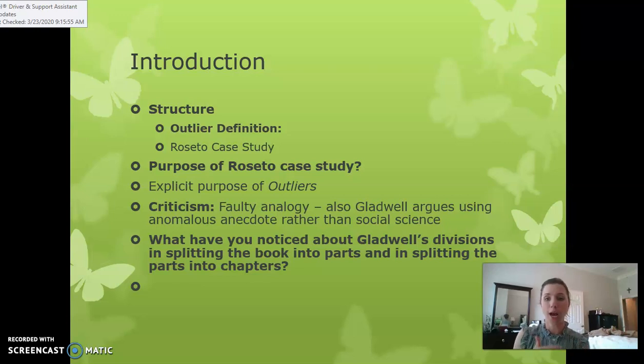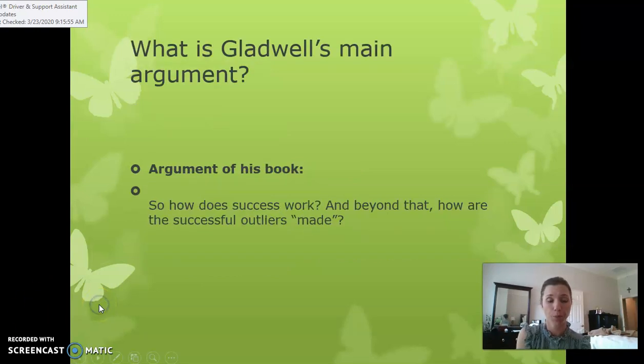But if we looked at how this is set up, first of all, we have the definition of what an outlier is. We're going to talk about the Roseto case study and what its purpose is, the explicit purpose that Gladwell gives us of Outliers, and then let's think about some criticism as well, and what the logical fallacy is here. And then as we go from here, think about how the book is split up into its two parts, and then how those parts are split up into chapters.